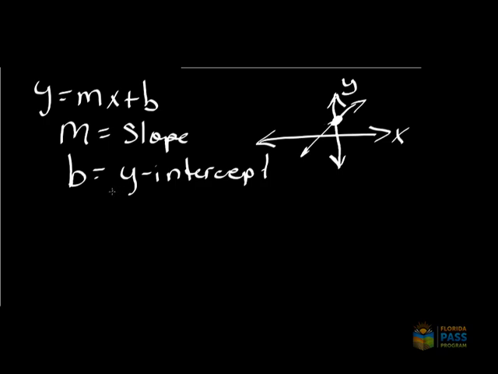You signify that point with 0, comma, whatever that number is. That's how you signify or identify what the y-intercept is. Let's look at a couple of examples.